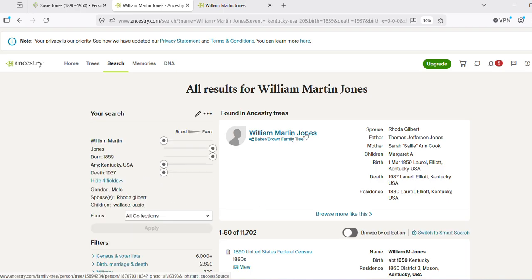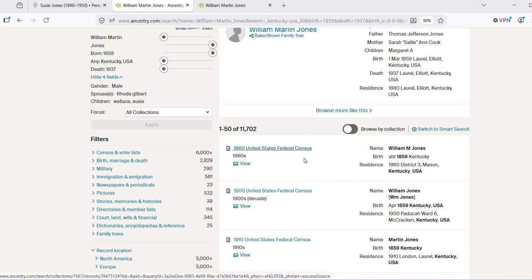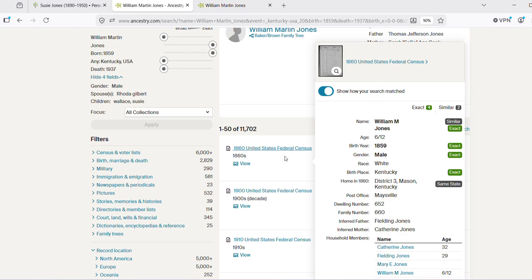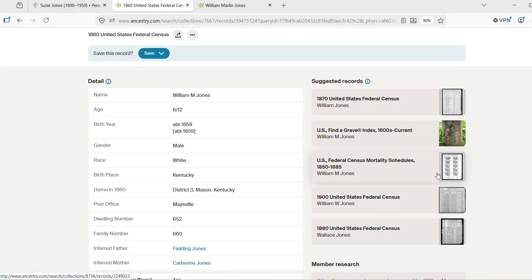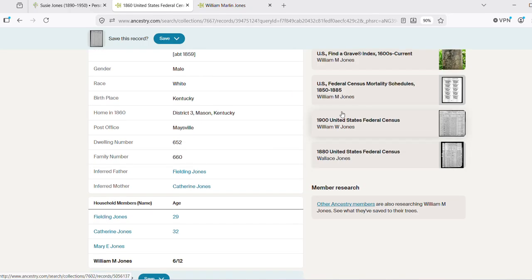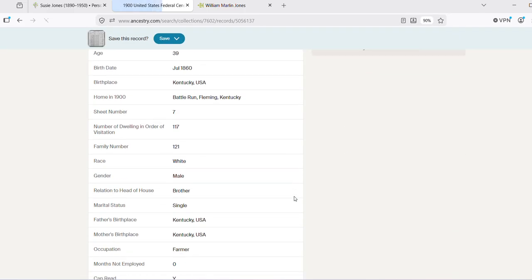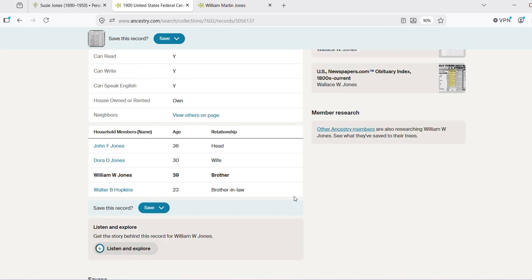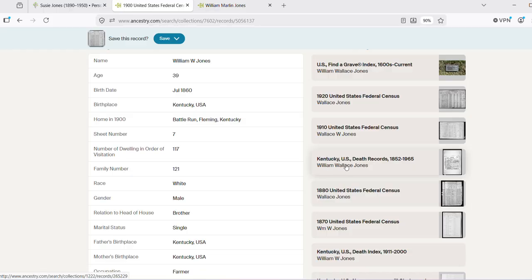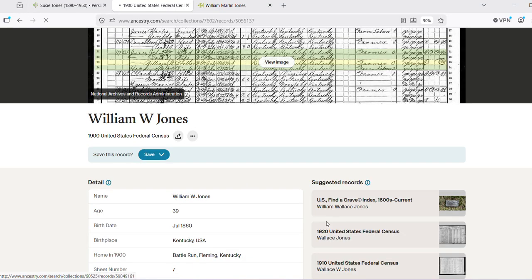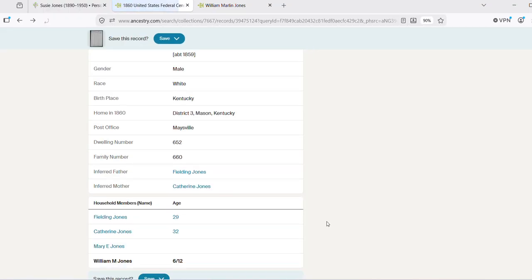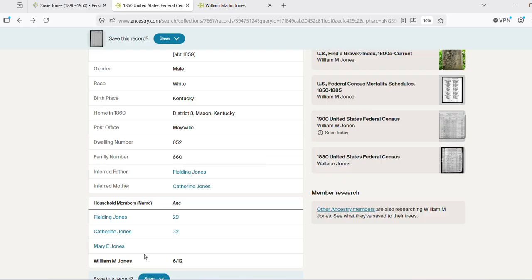And we're going to do a search for William Martin. Oh, I spelled it wrong. Married to Rhoda. 1860. He would have been a baby. Now look at the stuff that comes up. So we're going to go find, Susie was born in 1890. So she should be on a census record when she's 10. This is not the right one. This is getting us to William Wallace. So I'm going to back up. Oh, and look, I clicked on the wrong one.